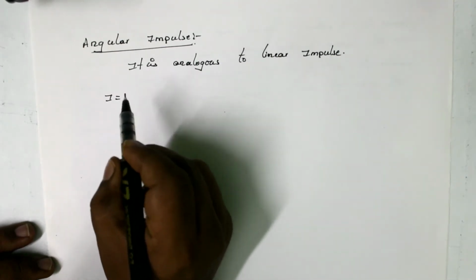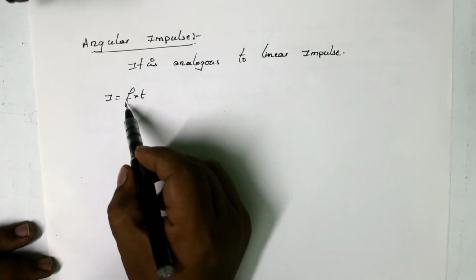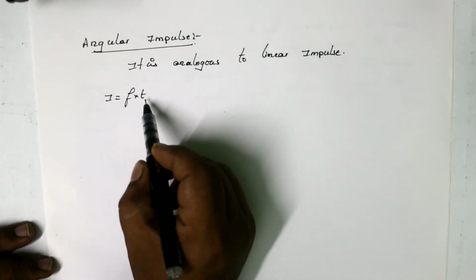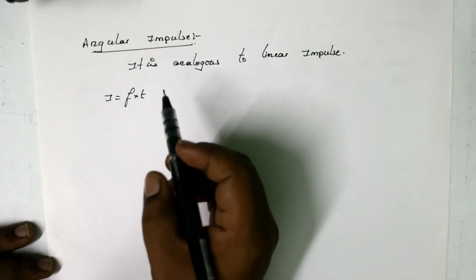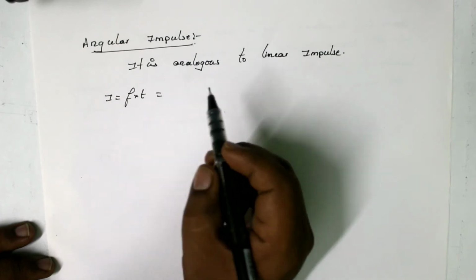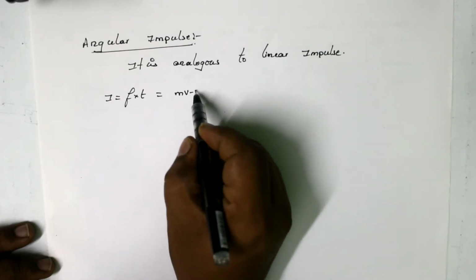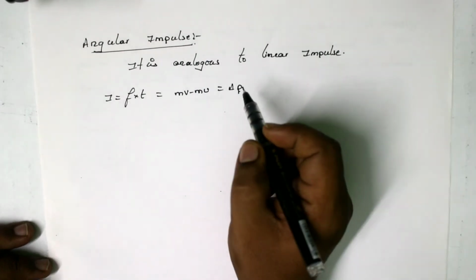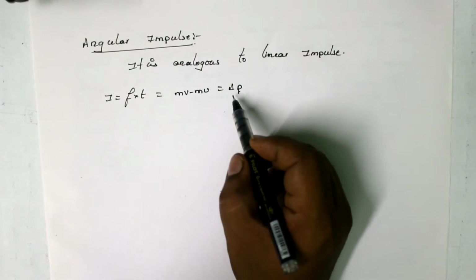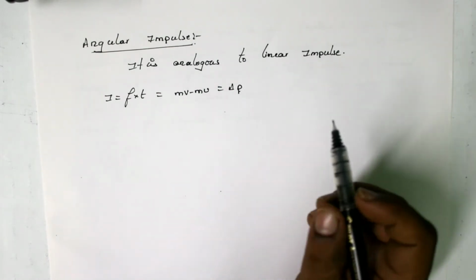So I is equals to F into T. If a force is applied for a very small interval of time, then the product of this force and time is called impulse. This impulse changes the linear momentum of the body, so we can write mv minus mu, or delta p. That is, the amount of change in linear momentum of a body is also called impulse.